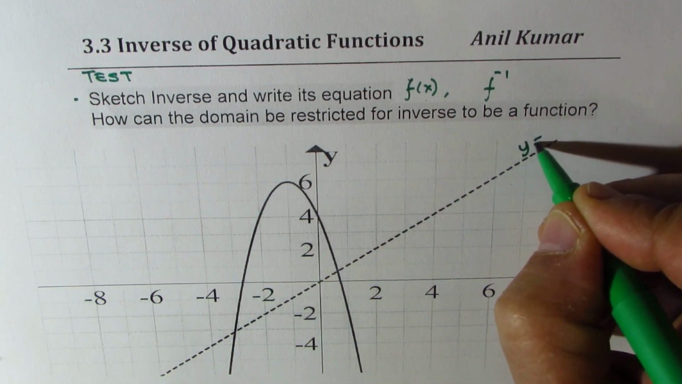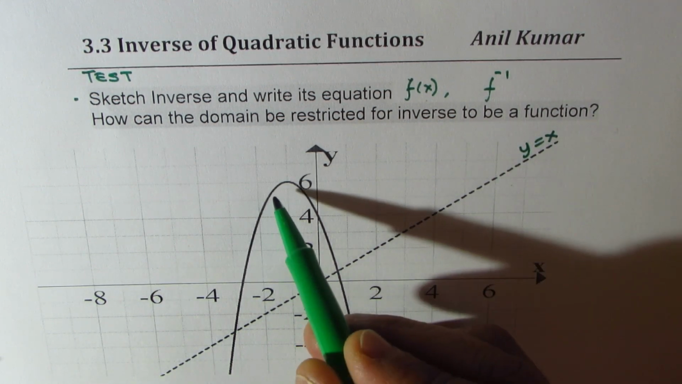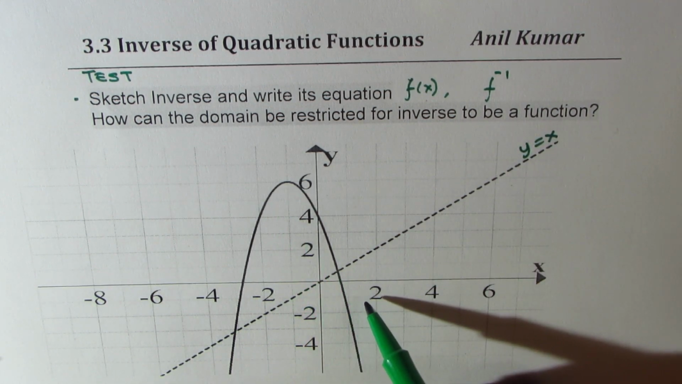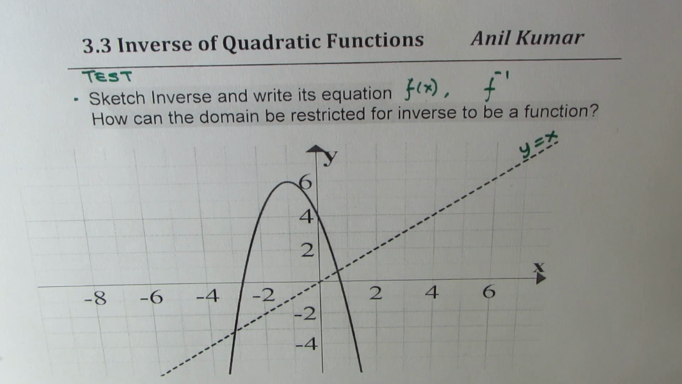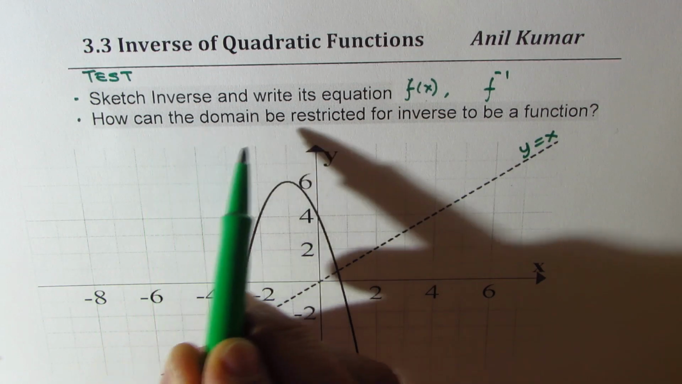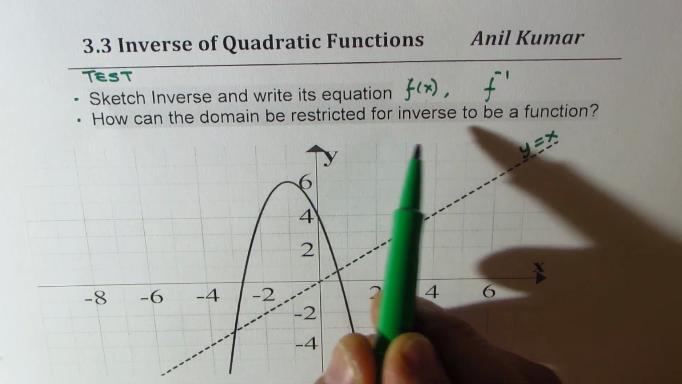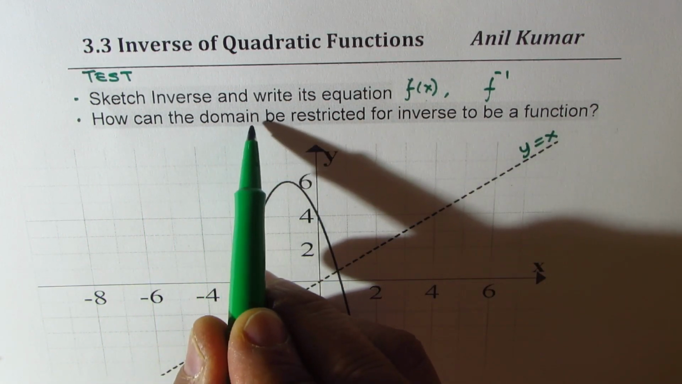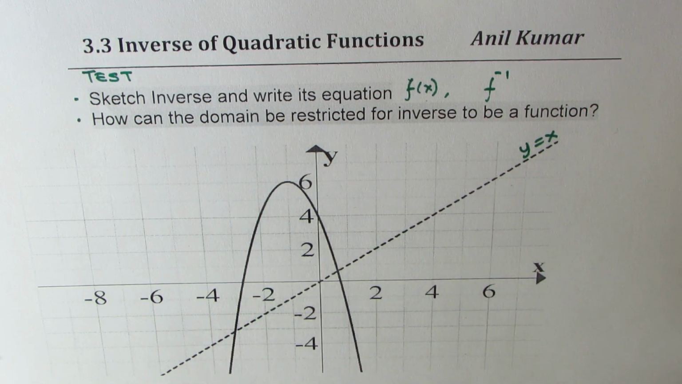Here we have sketched a line which is y equals x. You could always reflect this parabola on the line and get your inverse. Once you do that, then after that, how can the domain be restricted for the inverse to be a function? That means domain restriction for the function, which will result in the inverse being a function. That's the second part of this question. I hope the concepts are clear to you. Feel free to pause the video now, write down your answers, and then check with my solution.